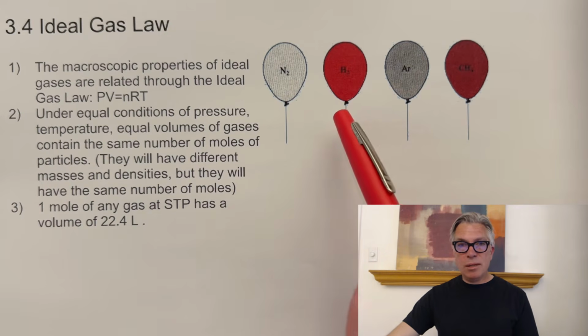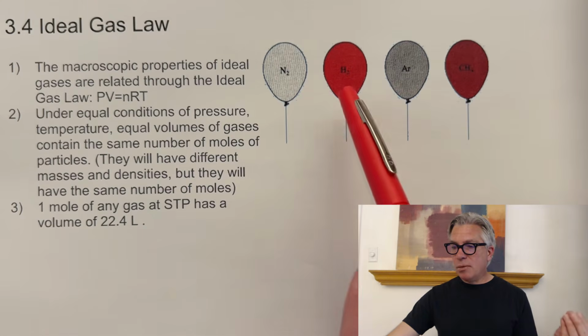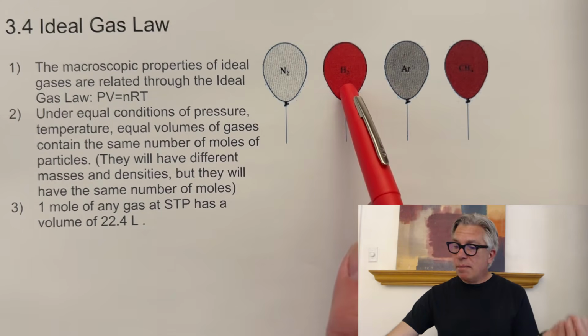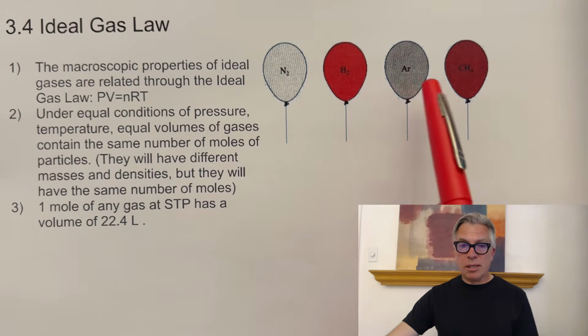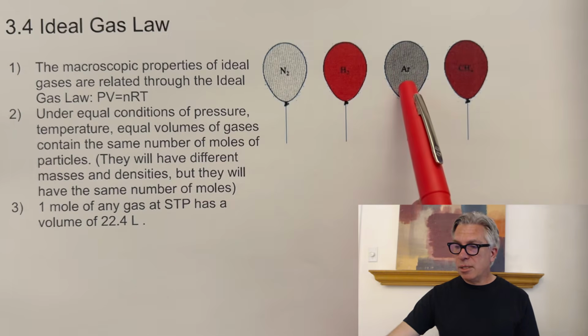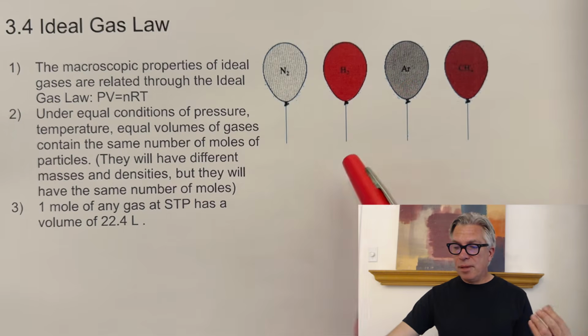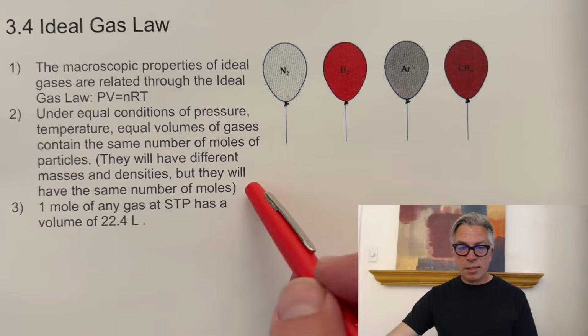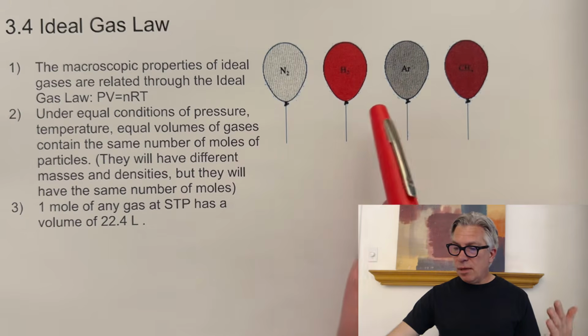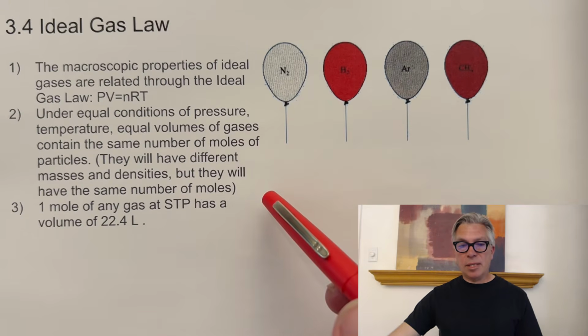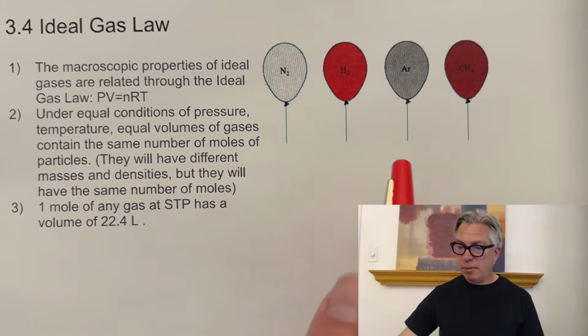But it's really weird to think sometimes that a balloon with tiny hydrogen atoms might contain the same number of atoms as much larger argon atoms, and so on. So they'll have different masses and densities, yes, because they're lighter and heavier atoms, but they will have the same number of moles and the same number of particles by extension from that.